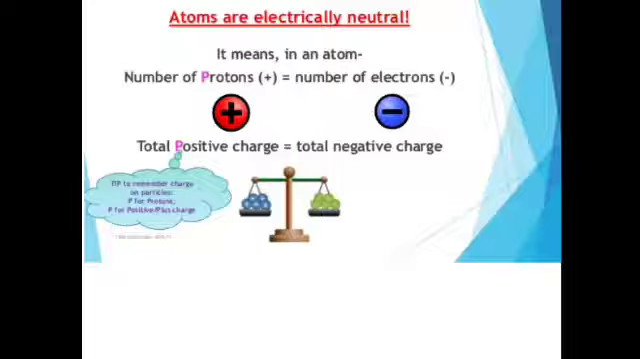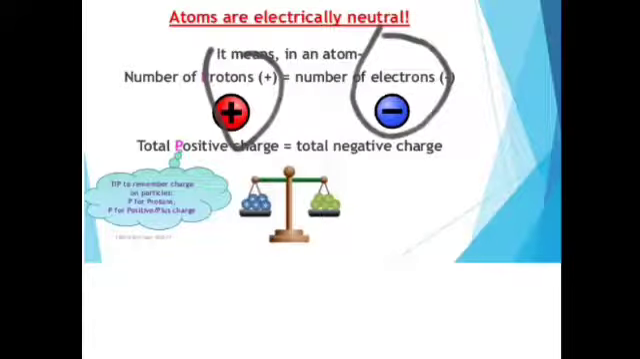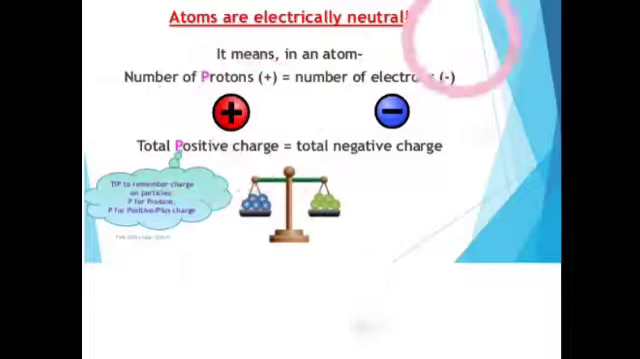You can see in this figure also that the number of protons, that is the amount of positive charge, is equal to the number of electrons. Both are equal, that is, the total positive charge is equal to the total negative charge, right. The atom becomes balanced, that is, the charge becomes balanced, and the atom itself becomes electrically neutral. Is it clear?